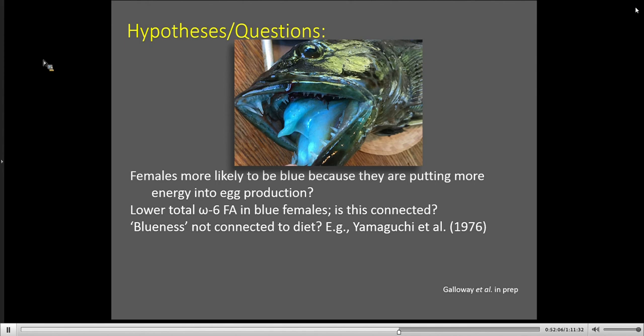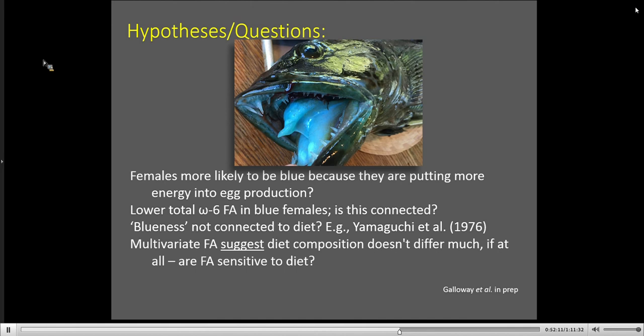So the multivariate fatty acid analysis suggests that the diet composition doesn't differ much, if at all, and it's unknown whether these are showing that there's any differences in diet. So I was left with this question, the big question of how common is this across the range?